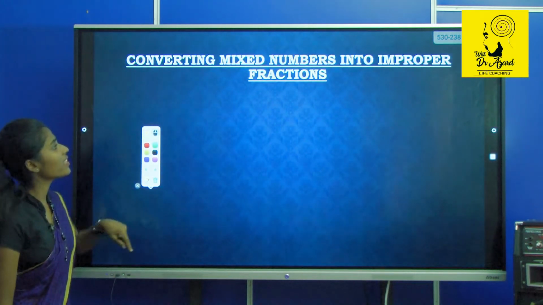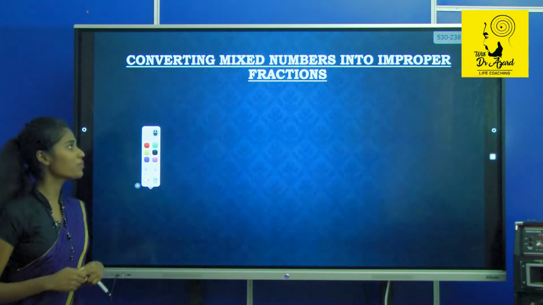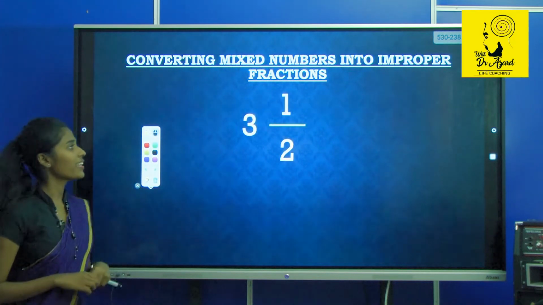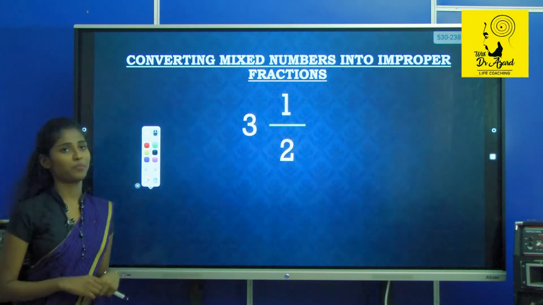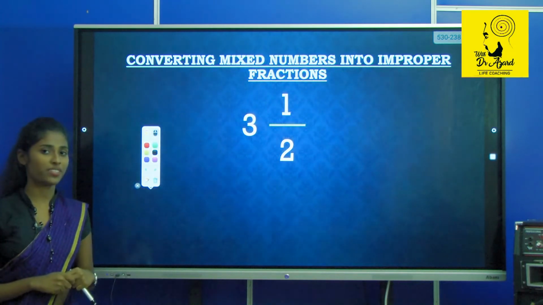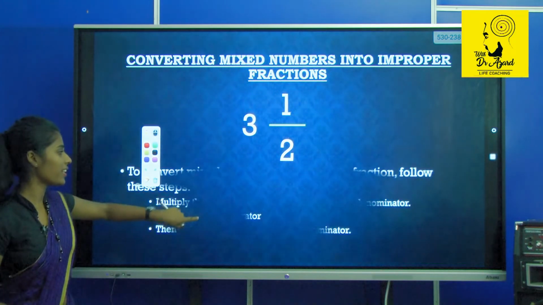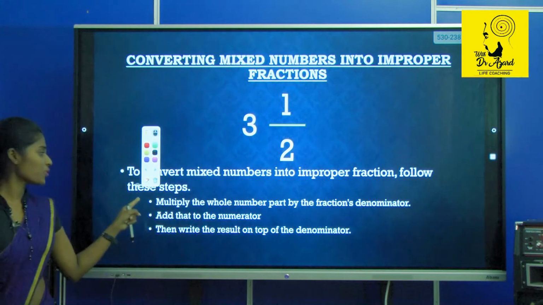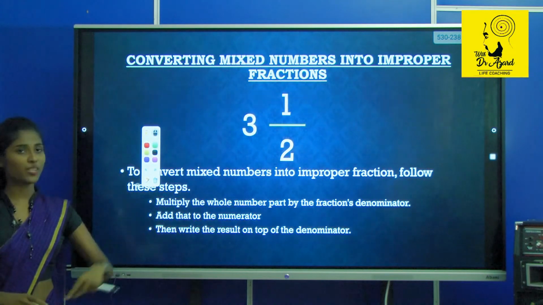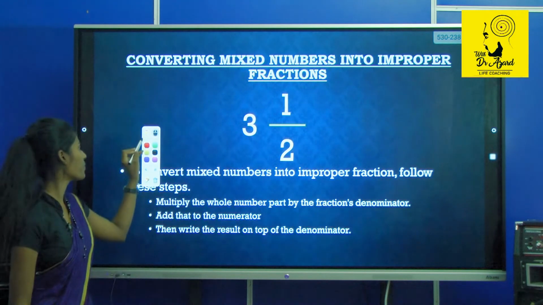Okay. Next we are going to do how to convert a mixed number to an improper fraction. Here I have given a mixed number. So, you have to convert it into an improper fraction. To do that, you have to follow some rules. Here are the rules. First, you have to multiply the whole number part by the fraction's denominator. Whole number and the denominator. Let's do.